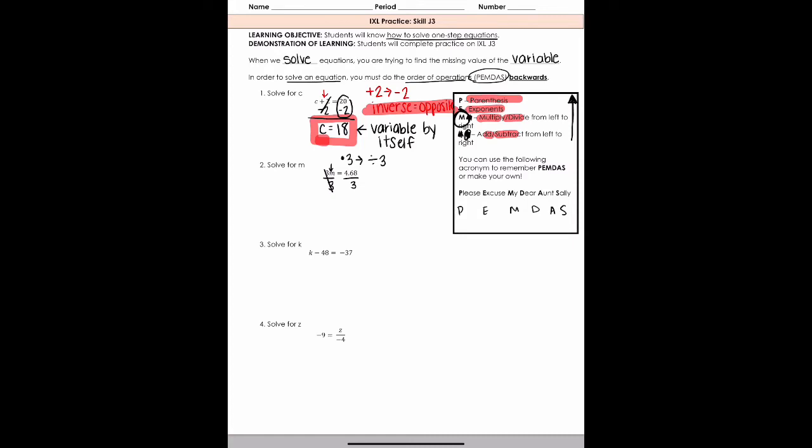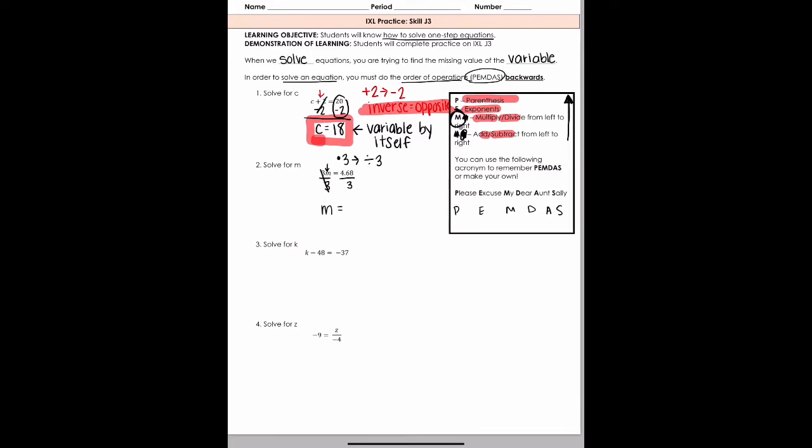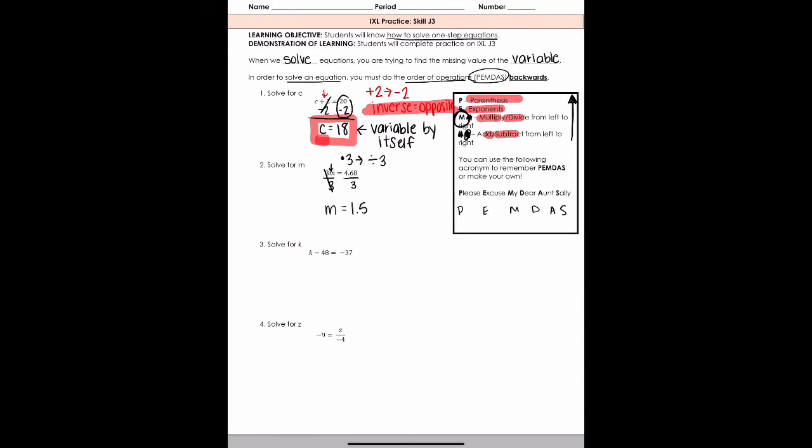Then we bring down the M by itself equals 4.68 divided by 3, which equals 1.56. And since my variable is all alone, this is the final answer.